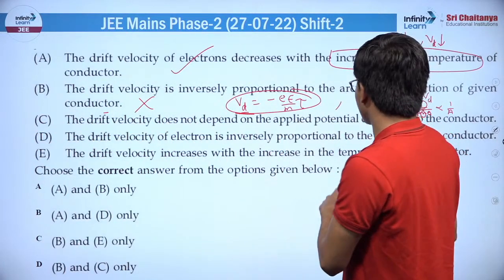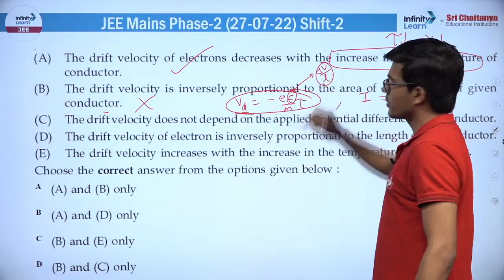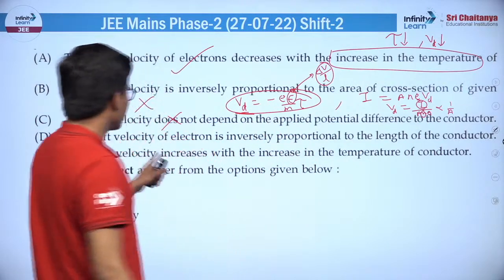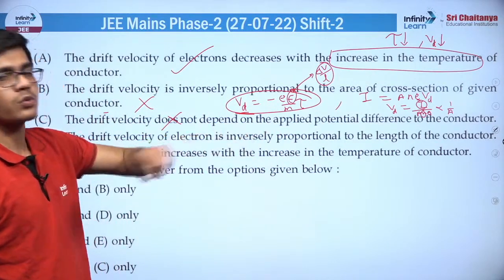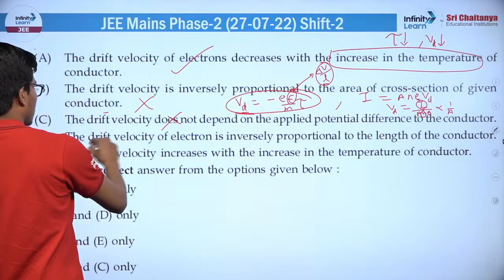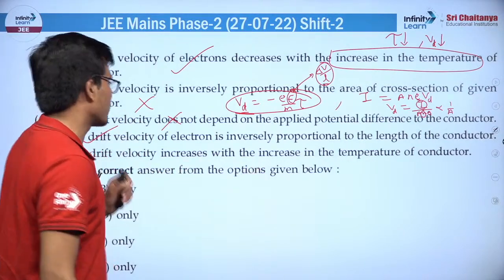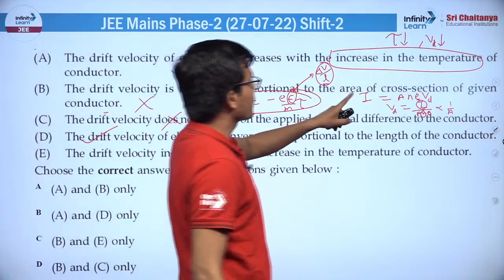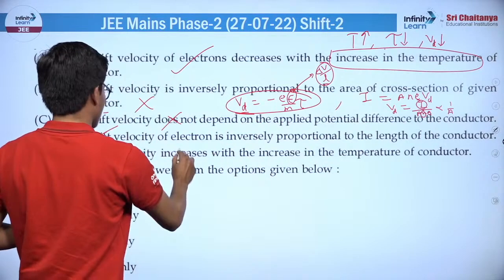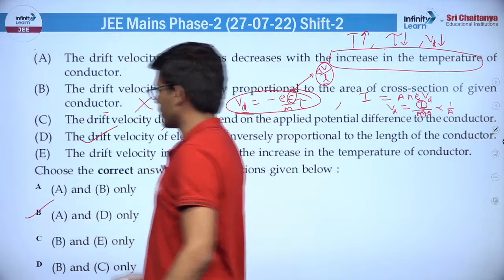Drift velocity does not depend on the applied potential difference. There is a term of electric field, which is written as potential difference by length, so it depends, so this one is also wrong. The drift velocity of electron is inversely proportional to the length of the conductor. You can see from this it is actually inversely proportional to the length of the conductor, so this one is right. Drift velocity increases with the increase in the temperature of conductor. If you increase the temperature, drift velocity decreases. That we have done in A option, so this one is definitely wrong. So A and D are right, that is in B option.